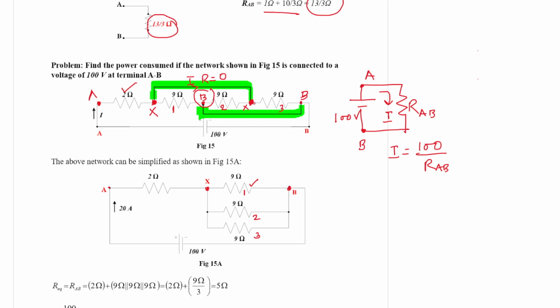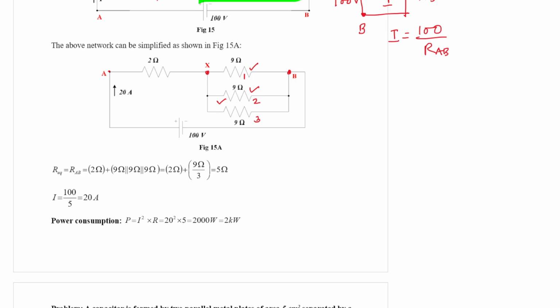Again from B to X we have a 9 ohm resistance marked with 2. Why is this X? Because it is short circuited with this path. So B to X it is 9 ohm resistance 2. And again from X to B we have 9 ohm resistance 3. So in this way these three resistances are coming parallel to each other.